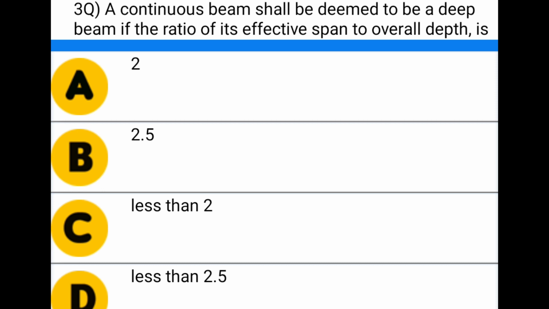A continuous beam shall be deemed to be a deep beam if the ratio of its effective span to overall depth is: option A 2, option B 2.5, option C less than 2, option D less than 2.5. The correct answer is option B 2.5.